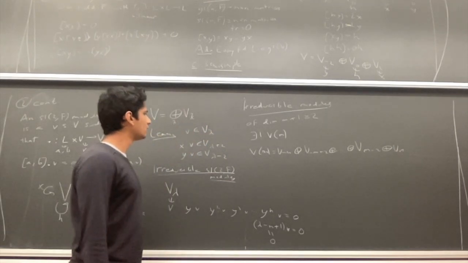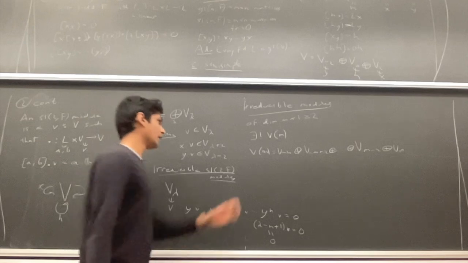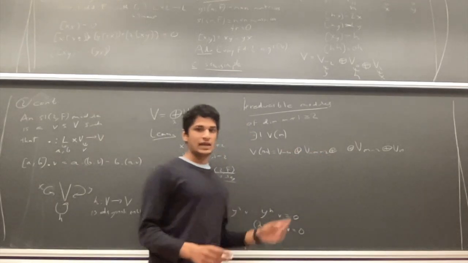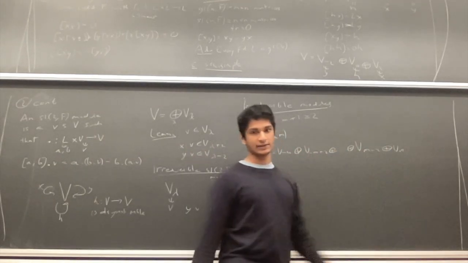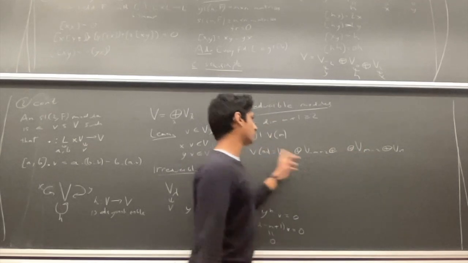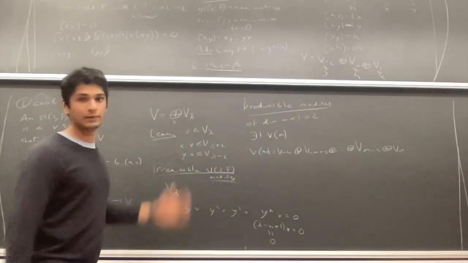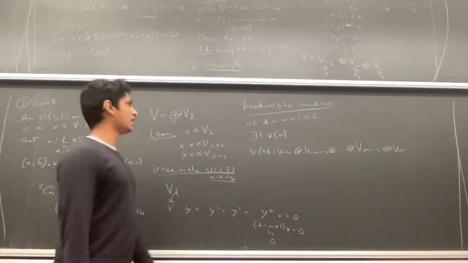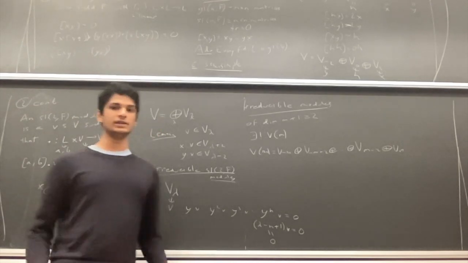And finally, when we have different eigenspaces, x will carry us to bigger and bigger eigenspaces, while y will take us back, as we know from the lemma. So this is the irreducible module picture, and now we need modules in general.